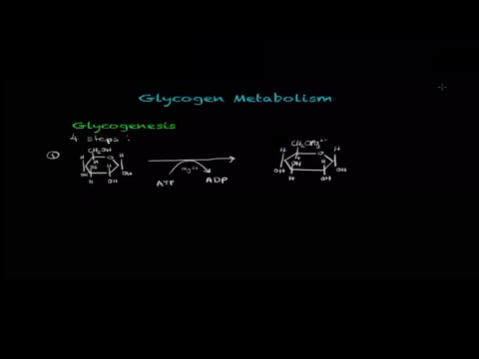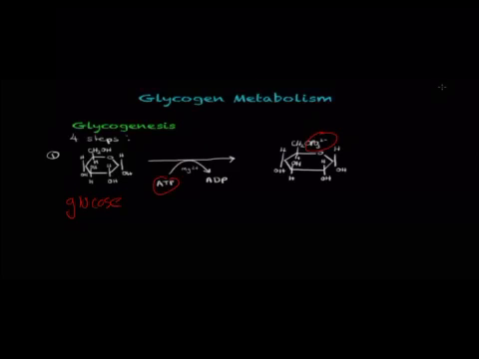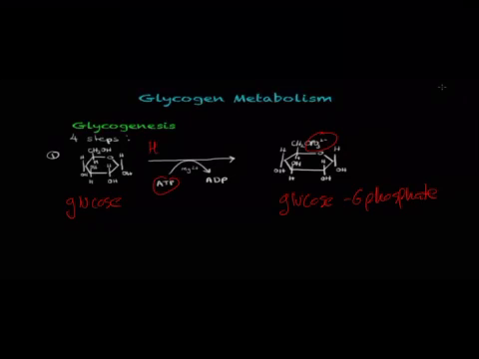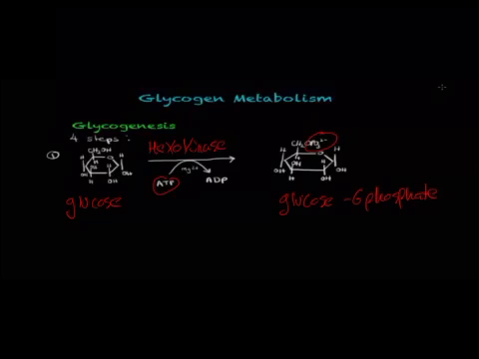So in glycogen metabolism, the first step here, this is our glucose molecule. And as you can see with our glucose molecule here, we are taking ATP, we're adding a phosphate group onto here, and we are creating glucose 6-phosphate. And this is catalyzed by an enzyme called hexokinase. You might remember that one from glycolysis. So that's the first step.